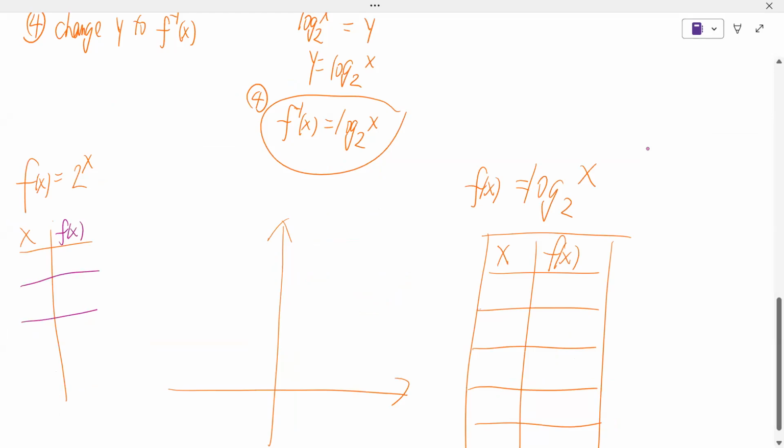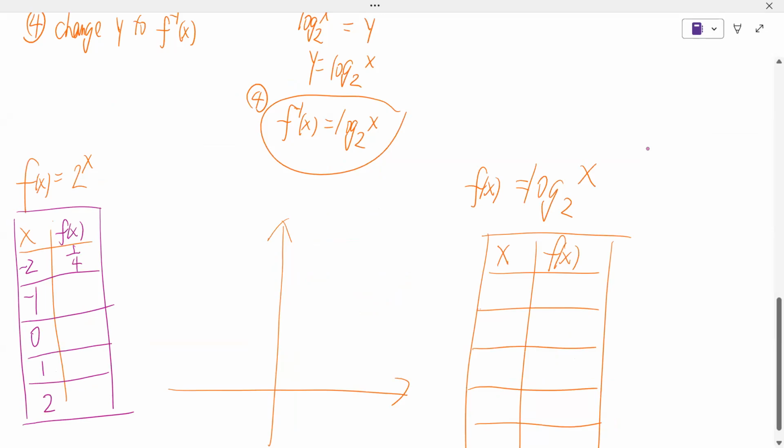Then same 5 points: -2, -1, 0, 1, 2. We did it earlier, right? It's going to be a quarter and then half, then 1 and 2 and 4.